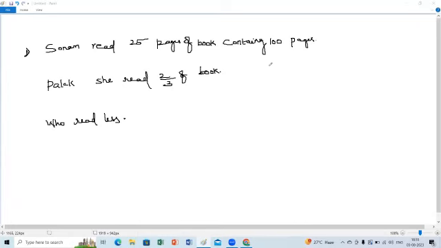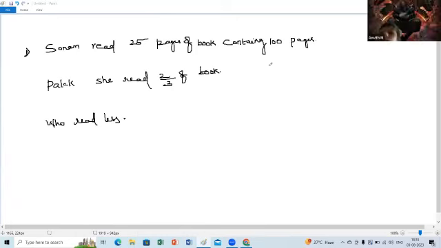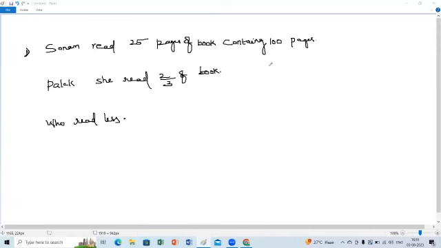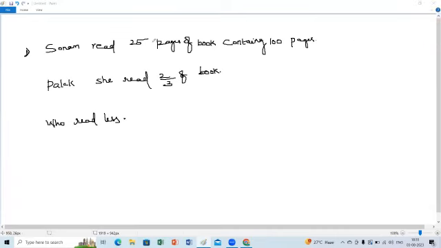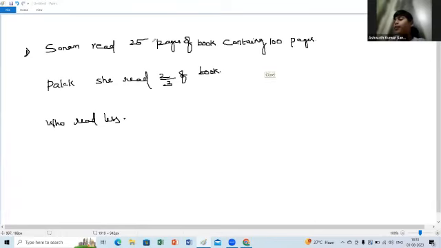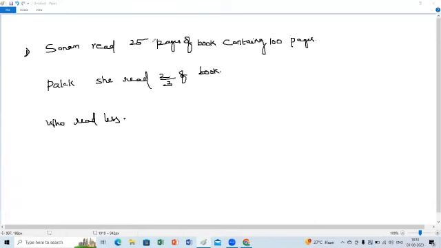1/4. Very good. On the LCM 12, you should do 4 times 3, so it will be 3/12, and 2/3 will be 8/12. Minus it, we will get 5/12. Okay, let me check.